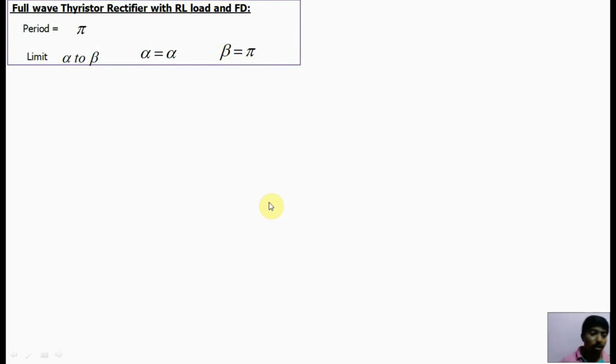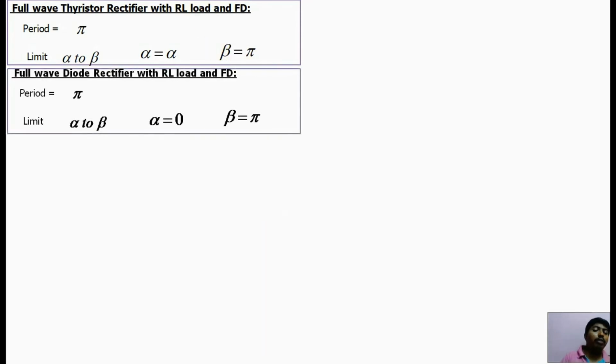Next, full wave diode rectifier with R load and freewheeling diode. Full wave means period is equal to pi. Diode means alpha is equal to 0. R load with freewheeling diode, so it is equal to R load, so beta is equal to pi.